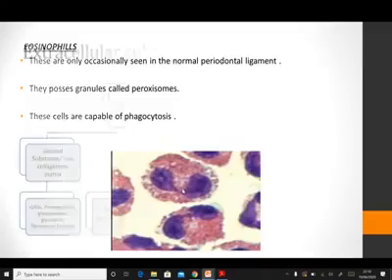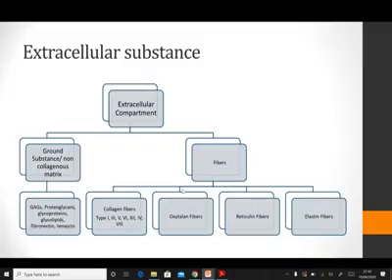So this is all about the defense cells found within the periodontal ligament. The mast cells, the eosinophils and the macrophages, all of them are actually helping defend the periodontal ligament against the invading organism or inflammations or disease cases.